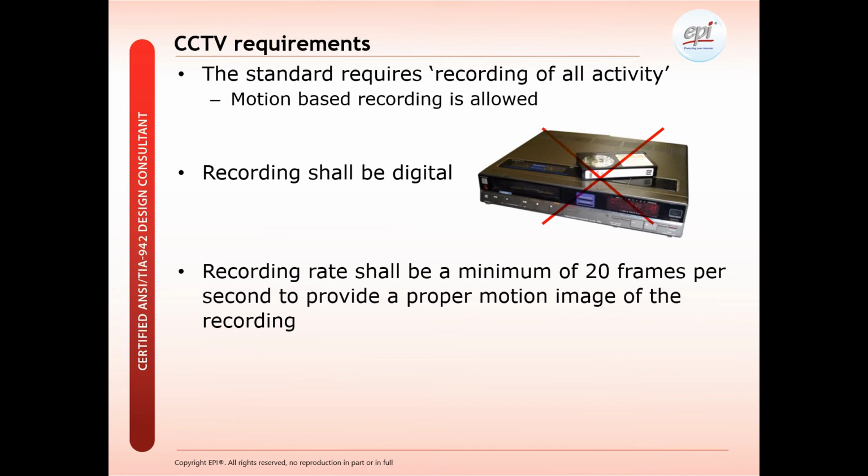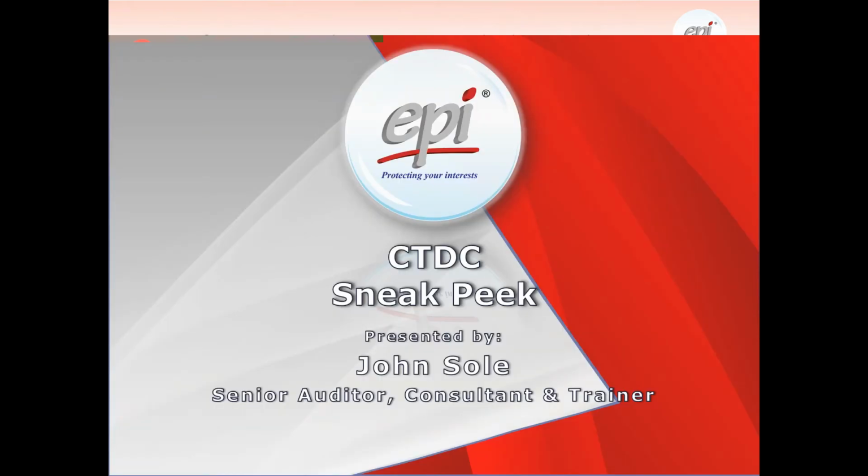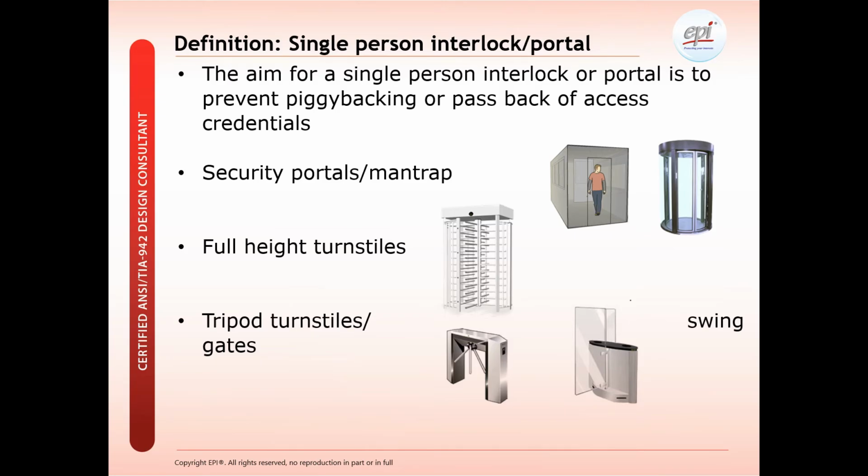They should be digital. We should be recording all activity. They should be 20 frames per second to provide proper motion image of the recording. As per the various rating levels, we will be required to have various systems and man traps and portals to ensure that we have a highly secure data center. And as part of the training, we will look at these systems, which ones are appropriate, which rating levels we will apply them to.